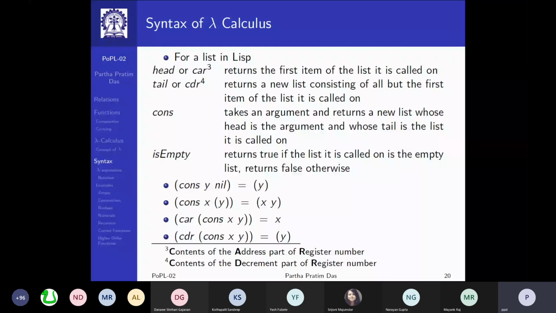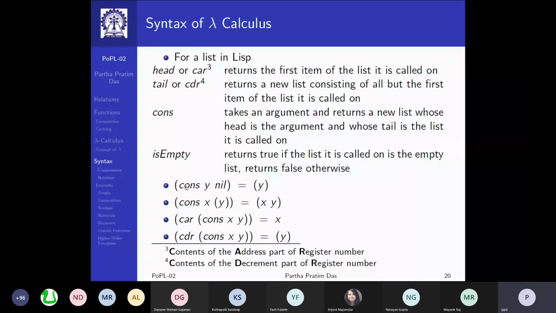So tail or kudur returns a new list consisting of all but the first item. Understand, head is just an element, the first element, and tail is a list. It is not an element. It's a list excluding the first element. Then cons takes an element and a list and puts that element at the head of the list. So it goes on to construct a list. IsEmpty is a Boolean checker which returns true if there is no element in the list, or the list is nil. Nil is another defined constant, which means a null list. Otherwise, isEmpty will return false.